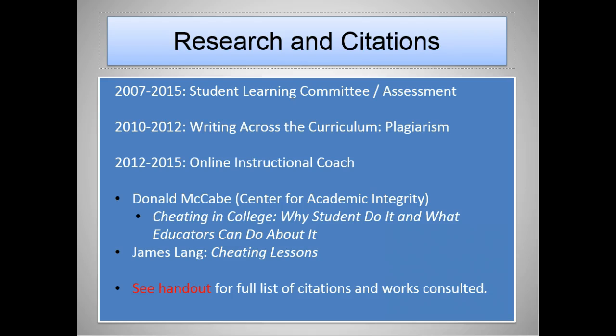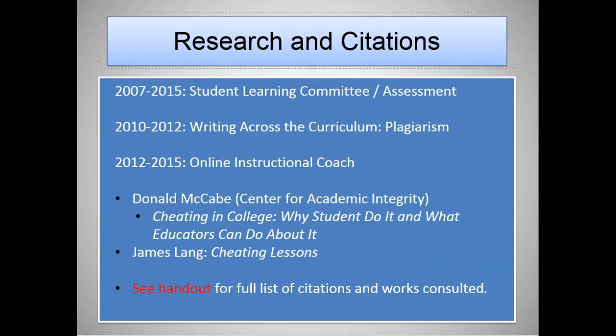I'll also say that my work on the assessment committee, student learning committee, has just prompted me to adopt a culture of inquiry about everything I do in terms of teaching. And so that kind of basic drive for inquiry and action research is going to be behind a lot of the things I talk about in this presentation.